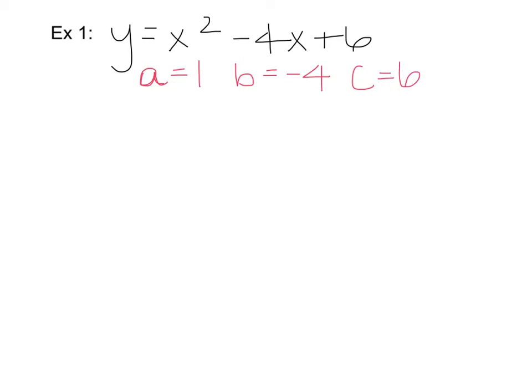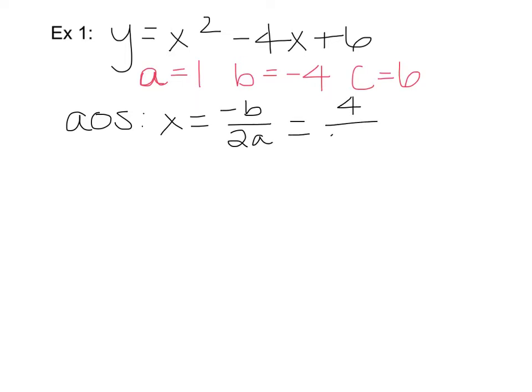So just like you learned on Thursday evening, you have to find the axis of symmetry first so that you can find the x part of your vertex. So that's negative b divided by 2a. So negative 4 makes it positive 4 divided by 2 times 1, which is 2. And 4 divided by 2 gives me x equals 2. So the x part of my vertex is 2. So I'm going to go ahead and write that down.